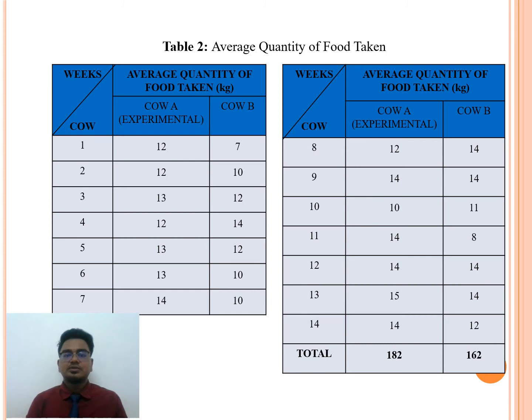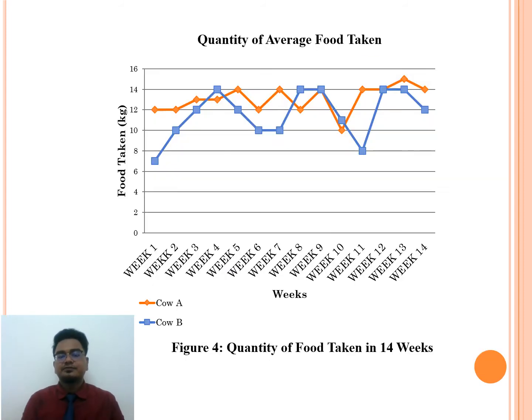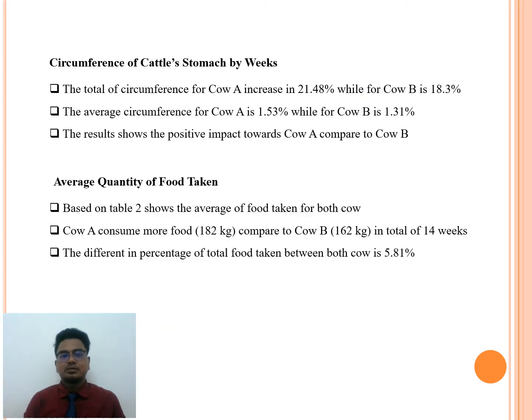Next, Table 2 shows the average quantity of food taken for cow A and also cow B in 14 weeks. The graph in Figure 4 shows the average quantity of food taken for cow A and cow B in 14 weeks. The circumference of cattle stomach by weeks.